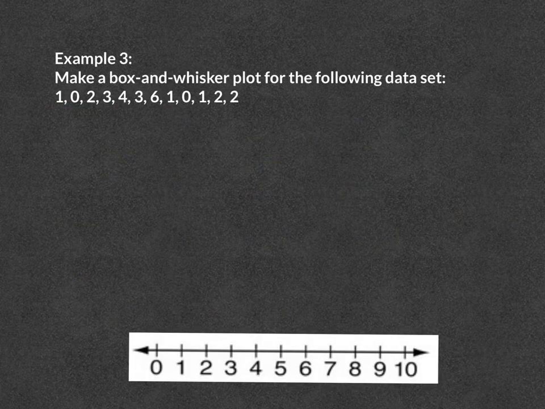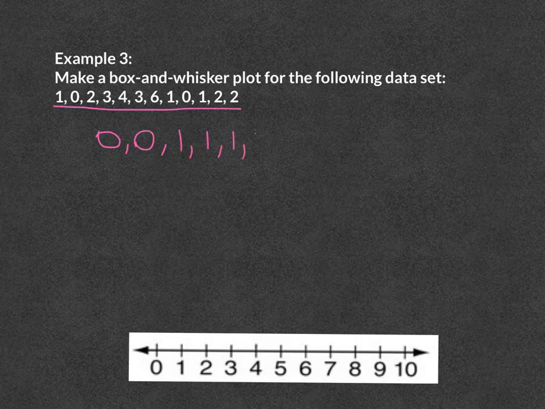Example number 3. Make a box and whisker plot for the following data set. 1, 0, 2, 3, 4, 3, 6, 1, 0, 1, 2, 2. So the first thing I'm going to do is take this set of numbers and list them from least to greatest. So I have 0, 0, 1, 1, 1, 2, 2, 2, 3, 3, 4, and 6.